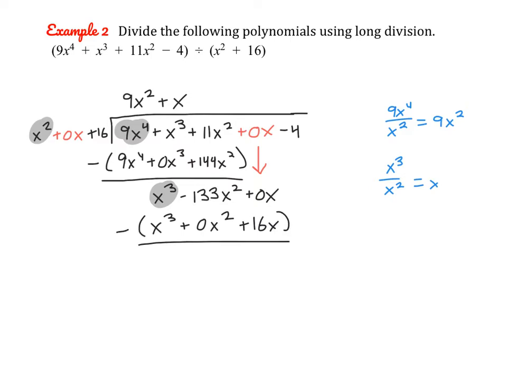Remember, I like to put parentheses here to remind me to subtract everything. X cubed minus x cubed is 0. Negative 133x squared minus 0 is negative 133x squared. And here, be careful. 0 minus 16x is negative 16x. And we do have one last term to drop down, so this will be our last round. So let's start by doing negative 133x squared divided by x squared. And that gives us negative 133.